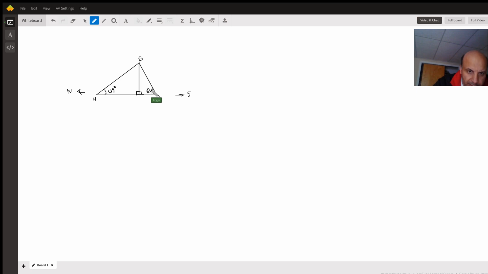And the question is, what is the distance between Ellis and the balloon? So he's looking for this hypotenuse distance here. This is the distance he's looking to find.